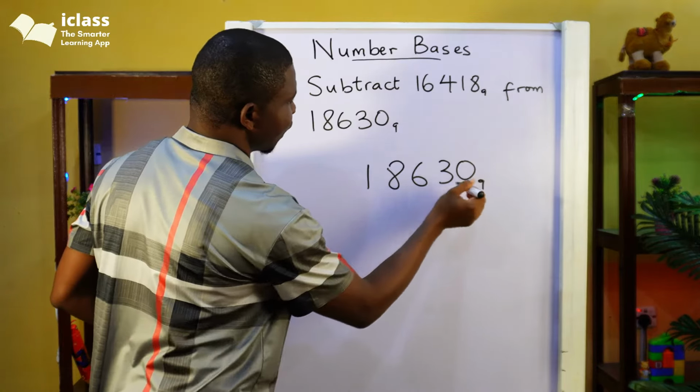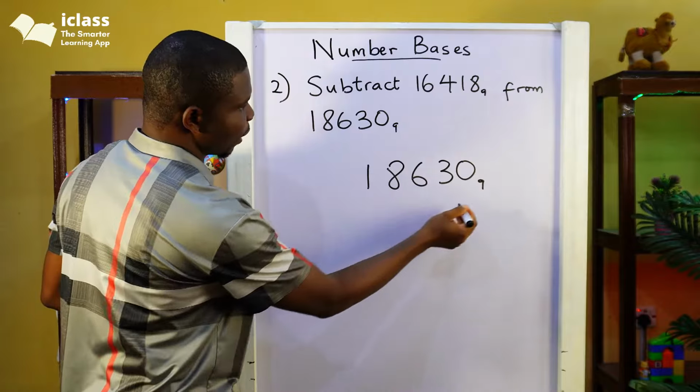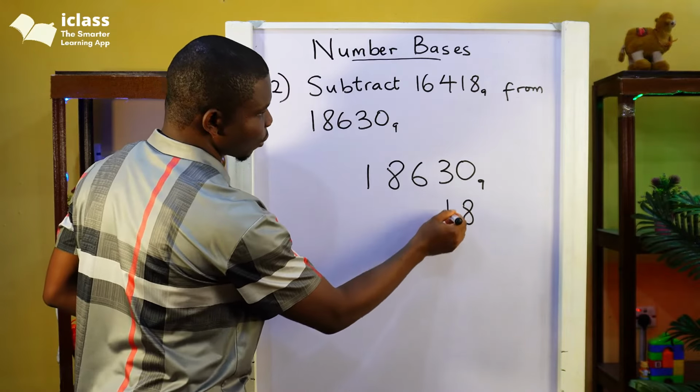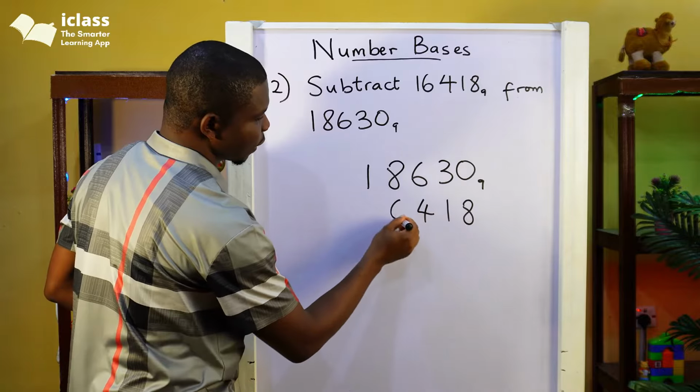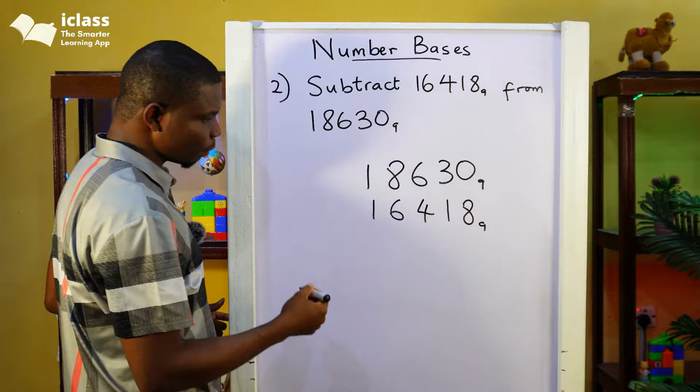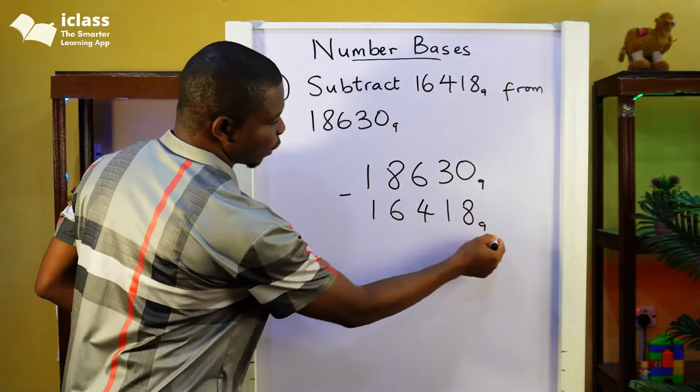18630 base 9. I'll take this away from it, which of course I'll start writing from the units place. 81461. This is in base 9. Good. So we are subtracting.